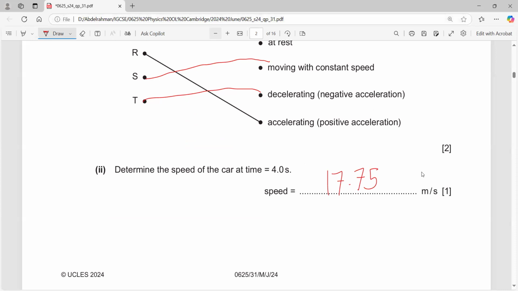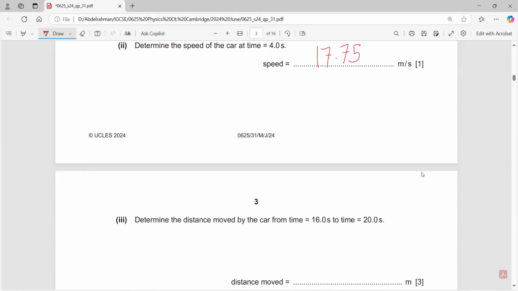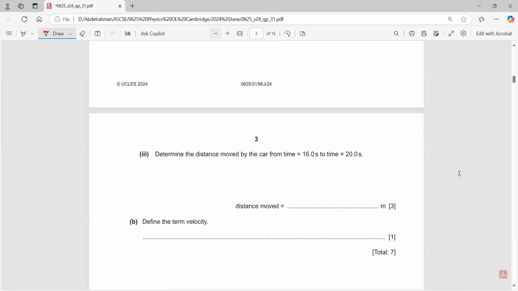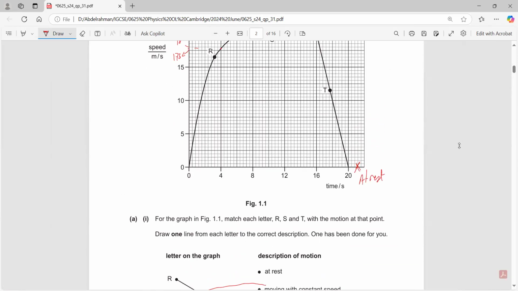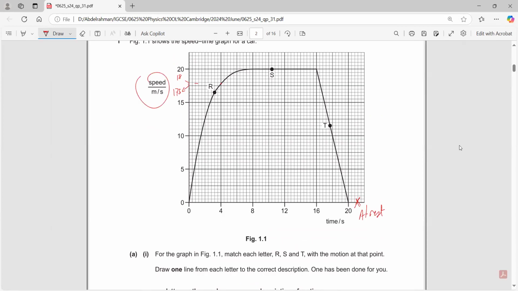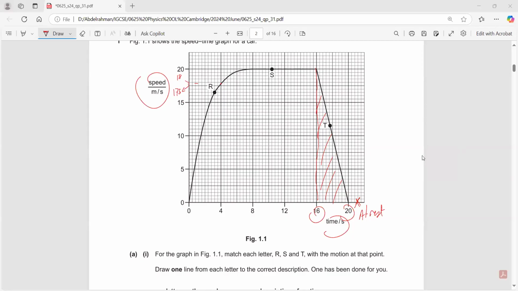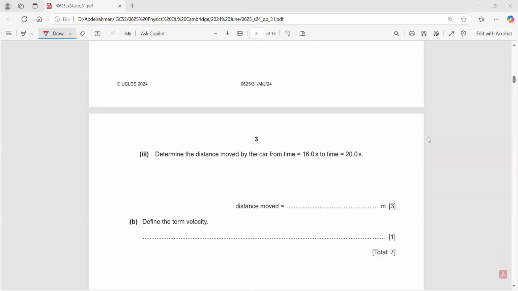Moving on. Determine the distance moved by the car from 16 to 20 seconds. Distance moved in a speed-time graph is the area under the graph. From 16 to 20, we can shade this area, which is the area of a triangle. So this is half times base times height. You have to write down area under the graph, which is half times base times height.